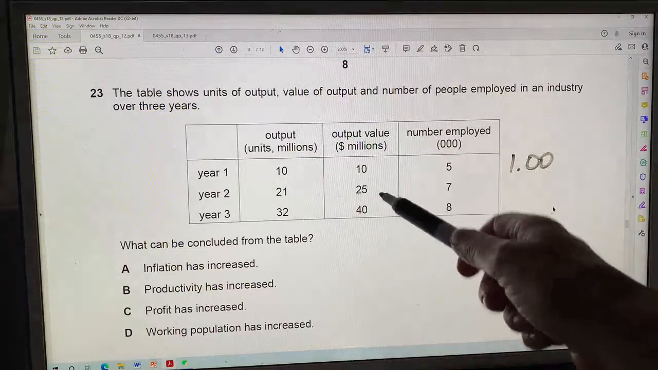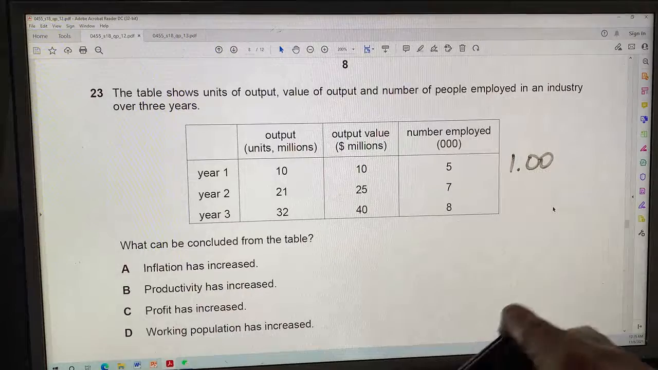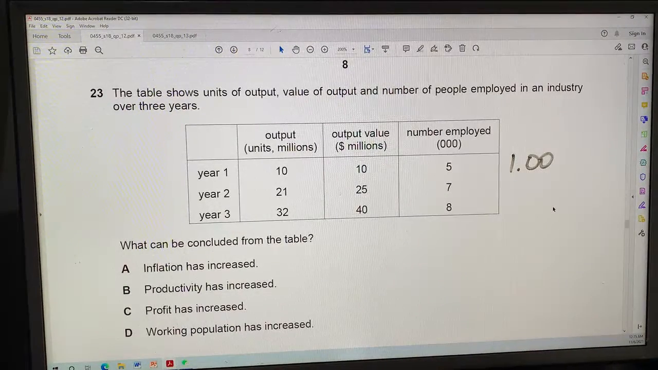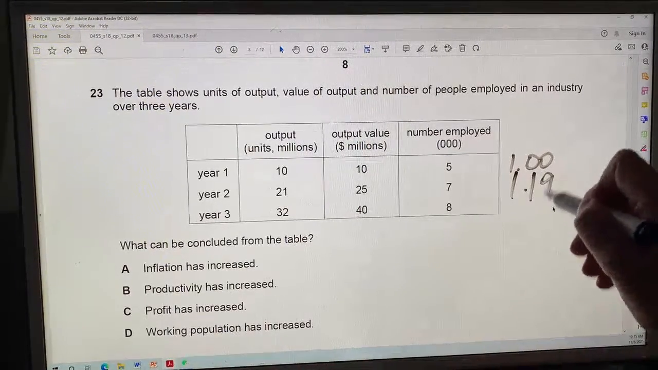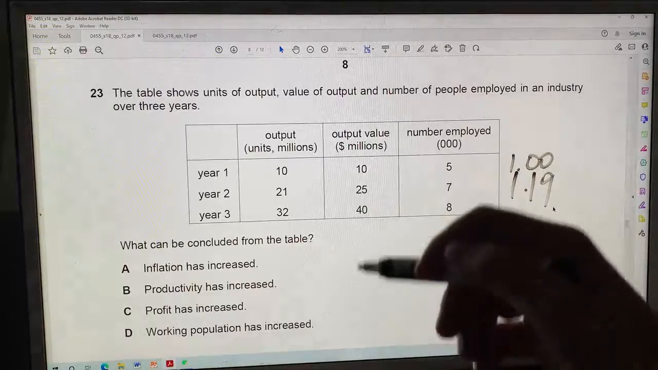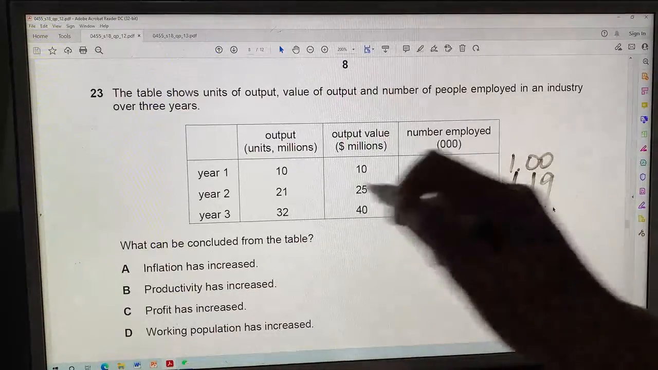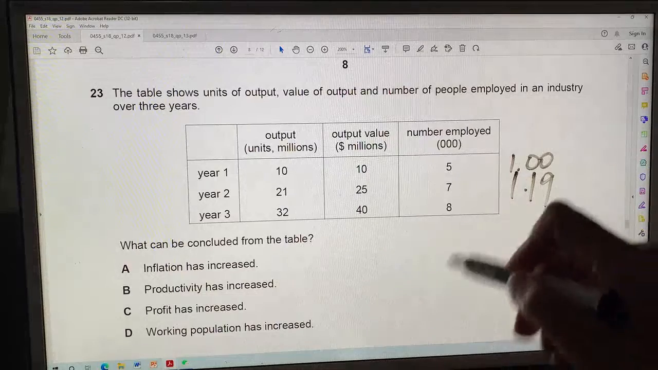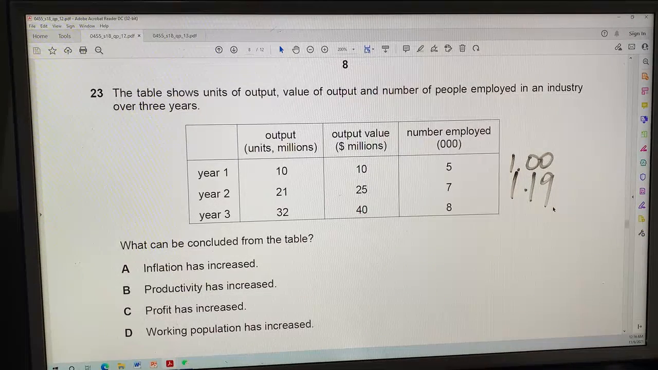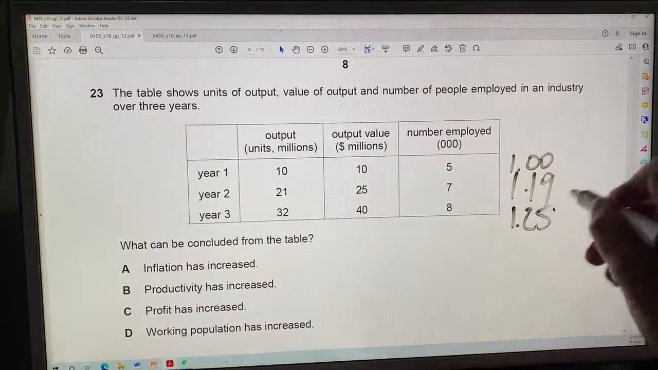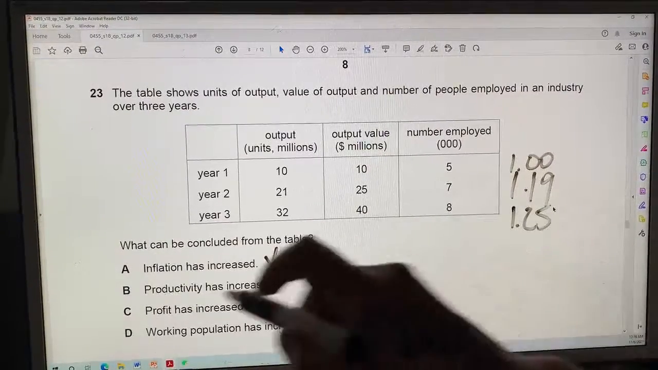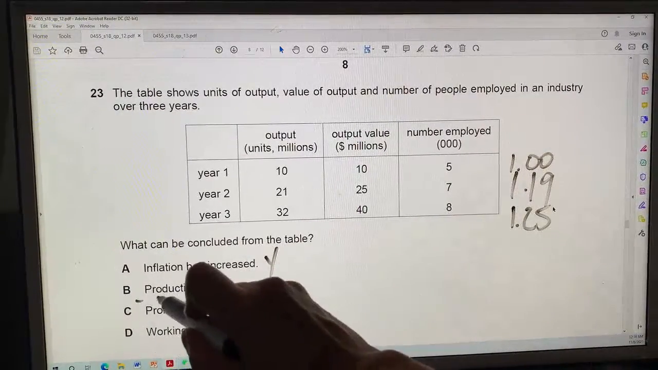But let's see, I'll use my calculator. 25 divided by 21, that looks like inflation. 25 divided by 21 equals 1.19. So maybe the answer is A. Oh, and 40 divided by 32 is, looks like more inflation. 1.25. So, yes.